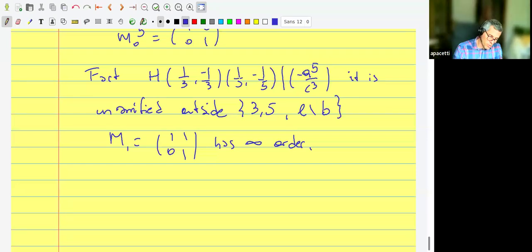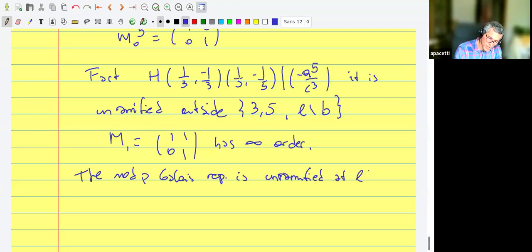But the point is that when you look at the mod P Galois representation, it is unramified at the primes dividing B. And the reason is that 1, 1, 0, 1 to the P is 1, P, 0, 1, which is congruent to 1, 0, 0, 1 modulo P.